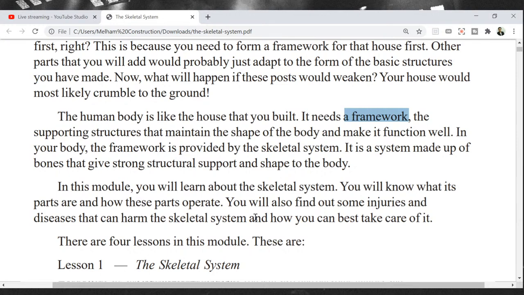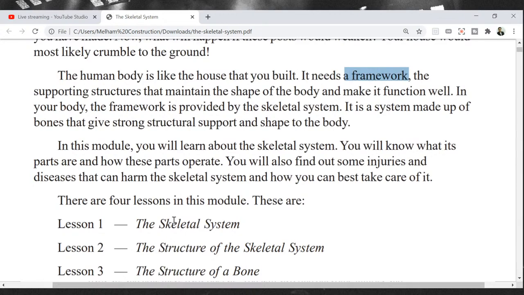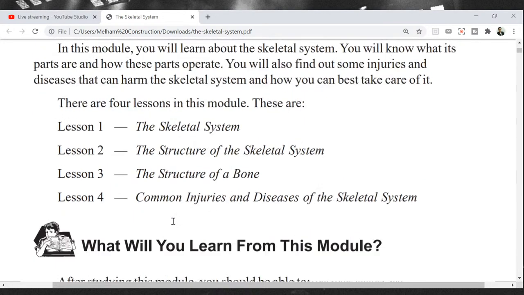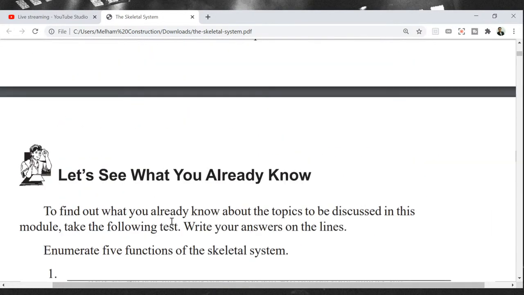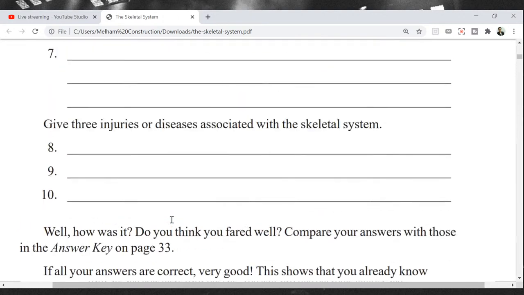So, sa module na ito, matututunan natin kung ano-ano yung mga parts at paano sila nag-ooperate. Malalaman din natin kung ano yung mga injuries, diseases na pwedeng maka-harm sa skeletal system at paano natin ito mapapangalagaan. Okay? Ano to?